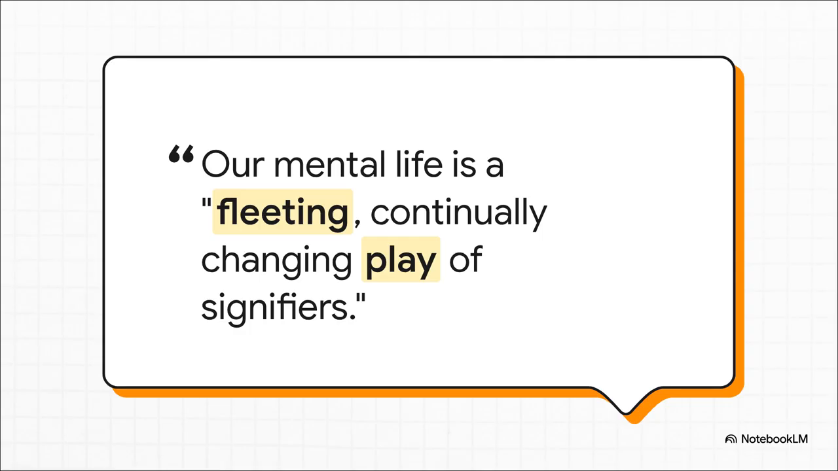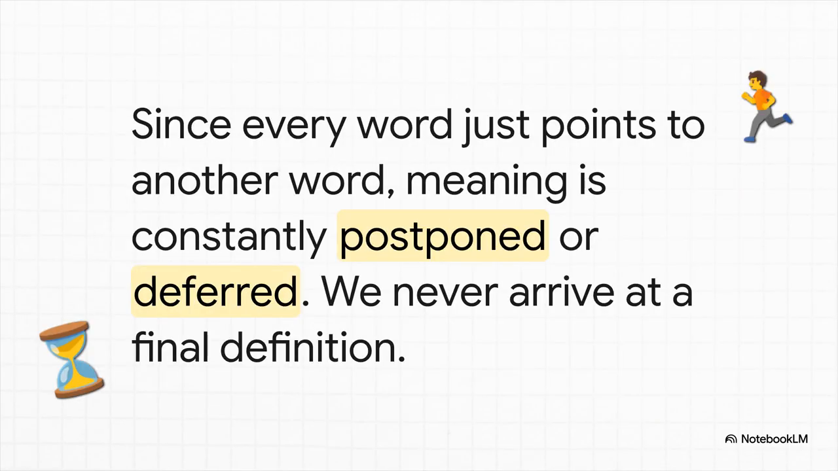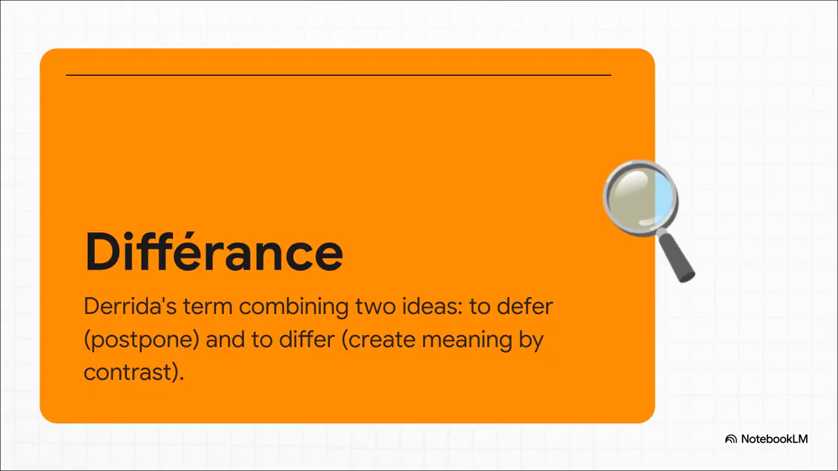And think about it. If every word just points to another word, which points to yet another, we never really arrive at a final definition, do we? The ultimate meaning we're chasing is always just around the next corner, always postponed. The philosopher who started all this, Jacques Derrida, came up with a really clever term for this: différance. It's a pun, basically. It captures two ideas at once. Meaning is always deferred or postponed, and meaning only happens because words differ from each other. Hot only means something because it's not cold.